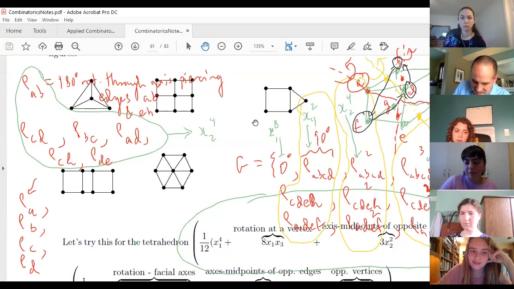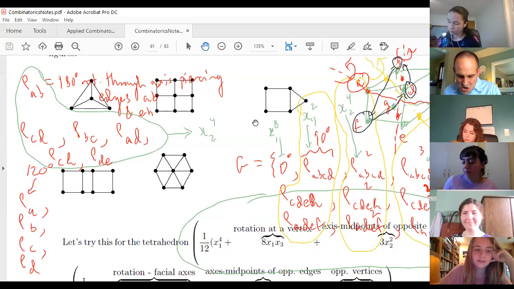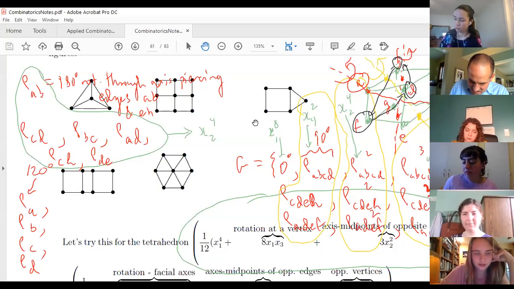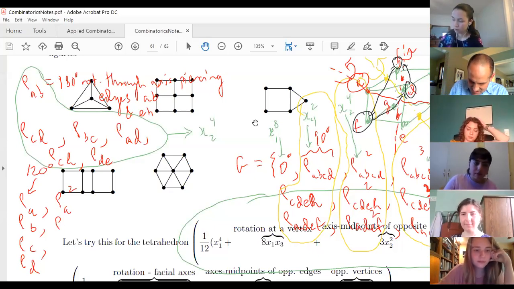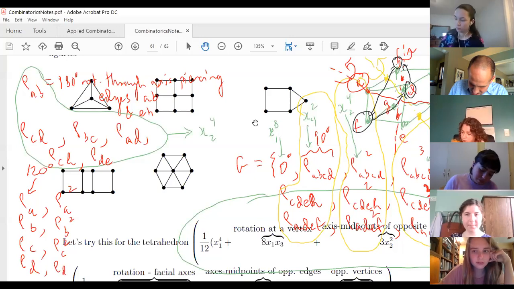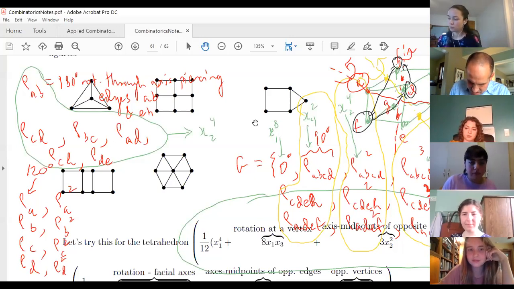120. Yeah. But that tells you that there's more than one rotation happening there. It's not just rho A, it's also rho A squared. And then rho A cubed gets you back to the identity. Yeah? Mm-hmm. Rho B squared, rho C squared, and rho D squared. Yes.